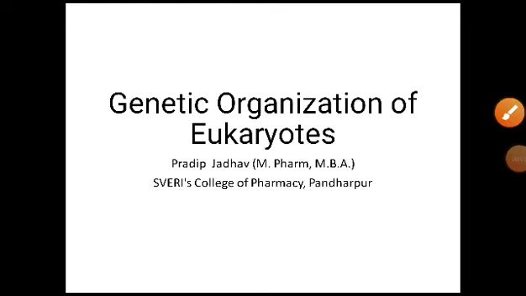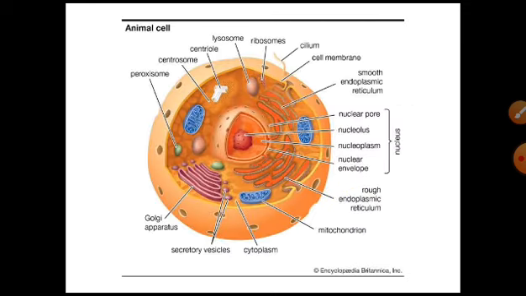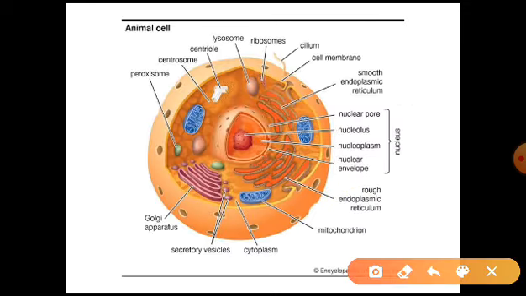Hello everyone. Today we are going to see genetic organization of eukaryotes. We have seen in previous videos the genetic organization of prokaryotes. The prokaryotes are those in which the nucleus is not developed, but the eukaryotes are those cells which have a completely developed nucleus and all the cell organelles.